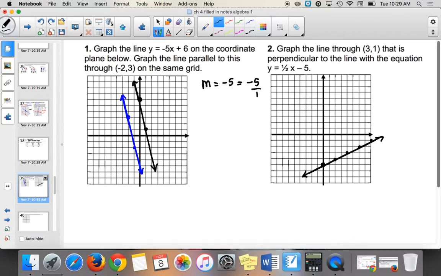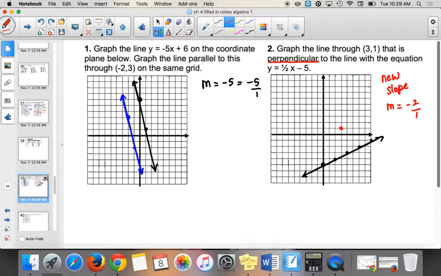And this one says we want to be perpendicular to the line with the equation 1/2 x minus 5. So we want to have what slope? Yeah, we want it to be negative 2 over 1, exactly. And then now we want it to go through the point 3, 1. So go over 3, 1. And our slope is negative 2 over 1.